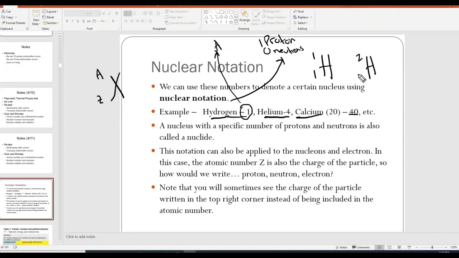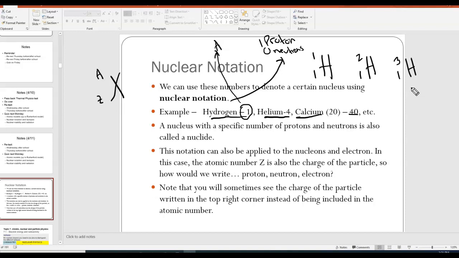Now, hydrogen only has one proton. That's what defines hydrogen. So the atomic number is still 1. So what's the difference between hydrogen 1 and hydrogen 2? Well, they both have one proton, but hydrogen 2 has one proton and one neutron. Just like hydrogen 3 would be written like that in nuclear notation.